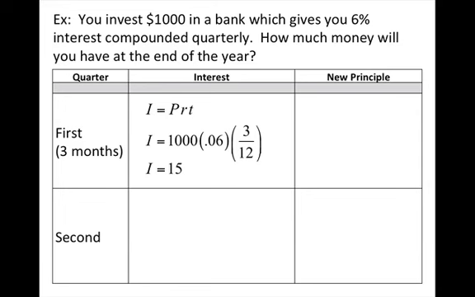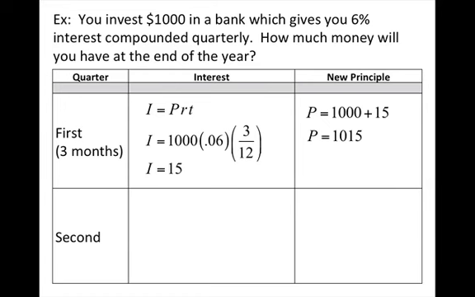So now let's look at our new principal. After 3 months, the bank is going to calculate the interest and see that they owe me $15. So they're going to take that $15 and add it to my account. So my account is now going to have the original $1,000 that I invested plus the $15 in interest that they give me. So my new principal, or the amount sitting in my account, is $1,015.